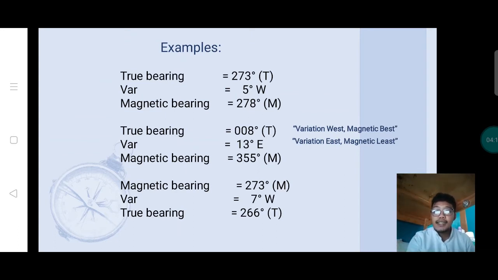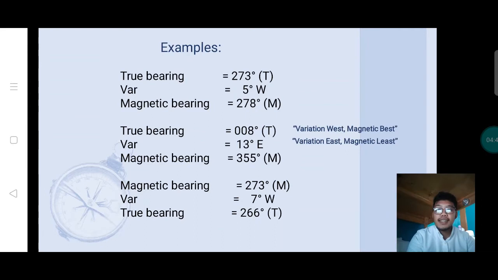So the next example is a true bearing. The given is 008 degrees true and the variation is 13 degrees east. So the variation is east. As we can see, variation east, magnetic least. So we subtract 13 degrees from 8 degrees true. So the magnetic bearing is 355 degrees.